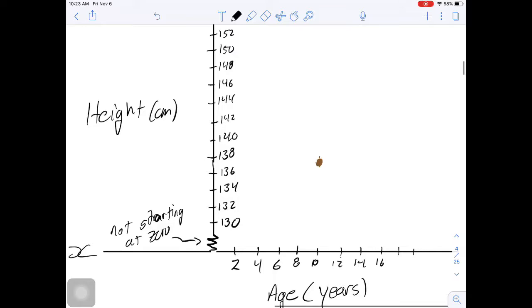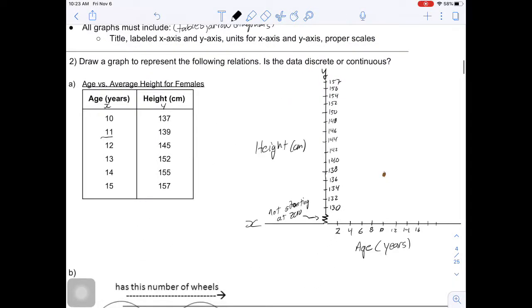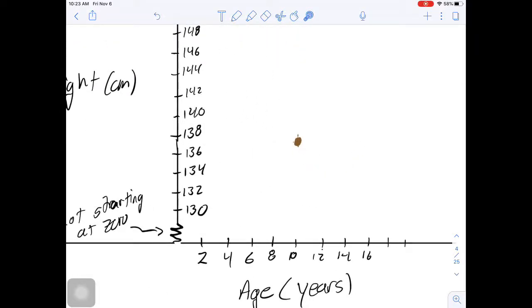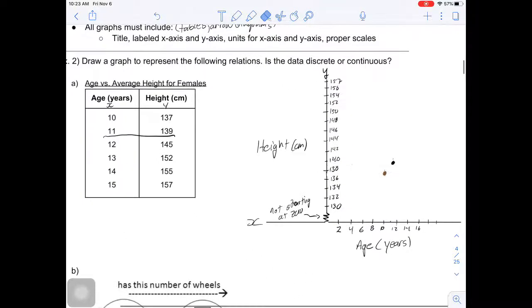Okay, so now we go on to age 11, which is 139. Okay, so pretty close. Now age 11 falls in between 10 and 12. Okay, so I'm going to draw my line. Again, you'd probably use a ruler to help you figure this out. And then 139 roughly lines up right there. Okay, and then I will get rid of these little plotted points so I don't confuse myself. There we go. Okay, and you just keep continuing.